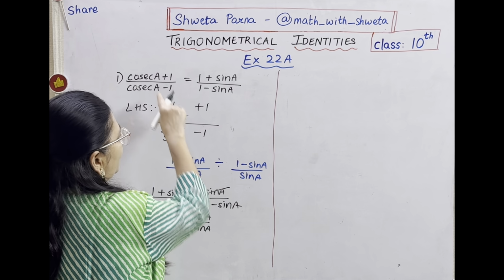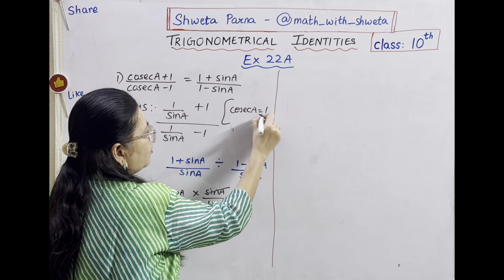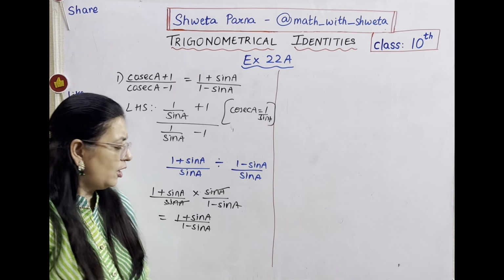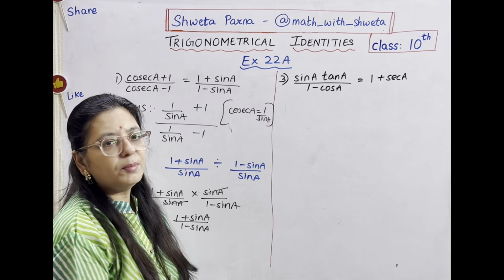Children, here you are making use of this. You will have to write what you have done. Cosec A is 1 upon sin A. You will have to write the relation. So we are done with the first sum. Let's go to the next one. Let's go to question number 3.